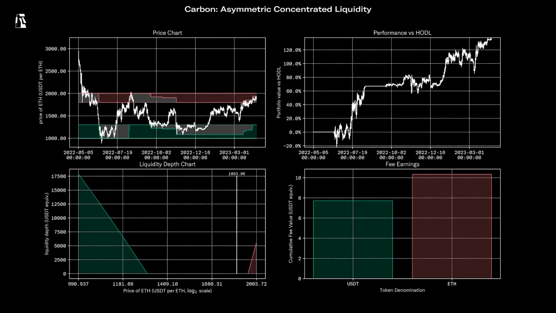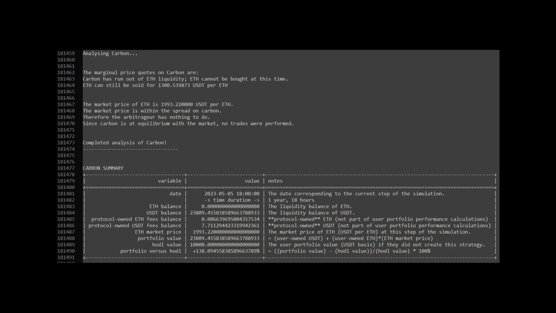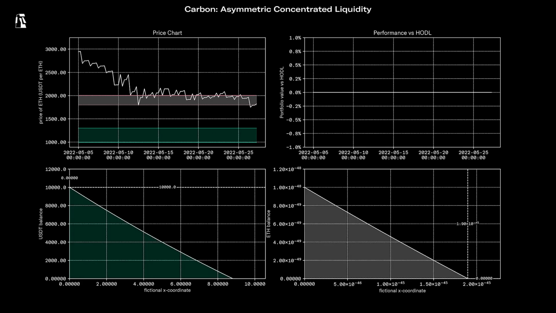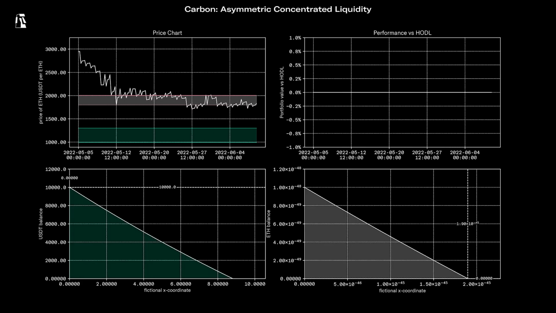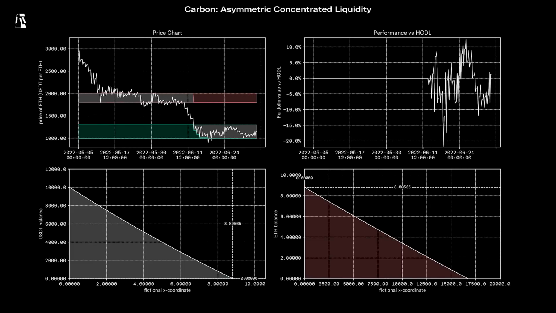Next is the invariant animation. Again, in strategies which have a token paired with a stablecoin, I find the invariant animation to be not so interesting. You can see in the bottom left is the USDT balance, and this is also visible in the price chart in the green buy area. Same with the ETH balance, which is also represented in the price chart in the red sell area.